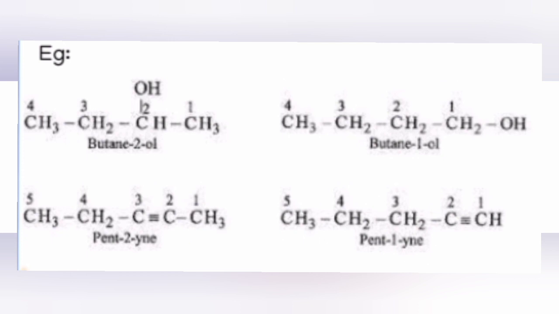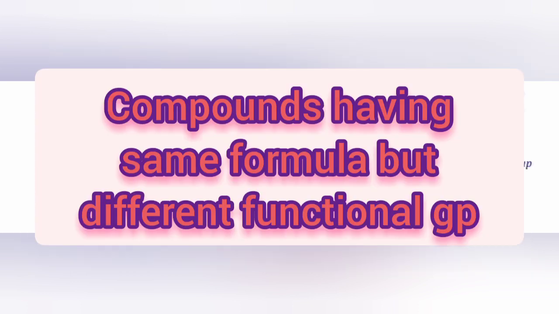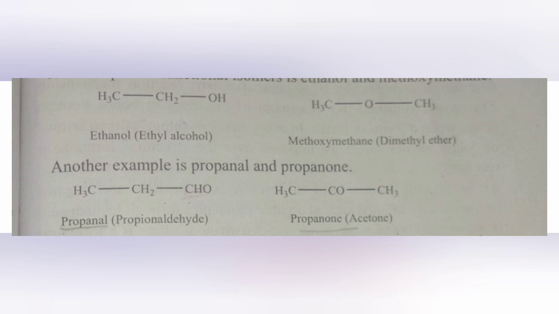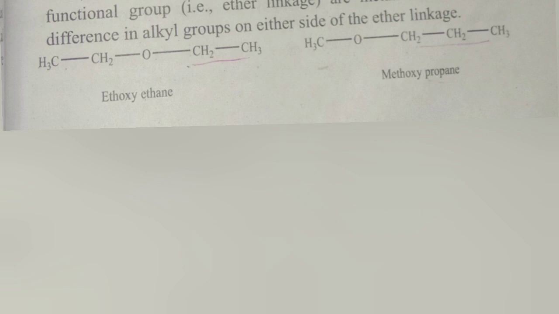3. Functional isomerism. Compounds having the same formula but different functional groups are called functional isomers. Example: propanol and propanone. 4. Metamerism. Isomerism arises due to the unequal distribution of carbon atoms on either side of the functional group in molecules. Example: ethoxyethane and methoxypropane.